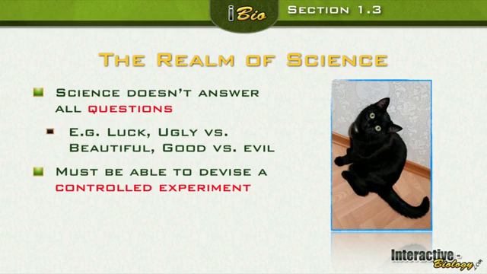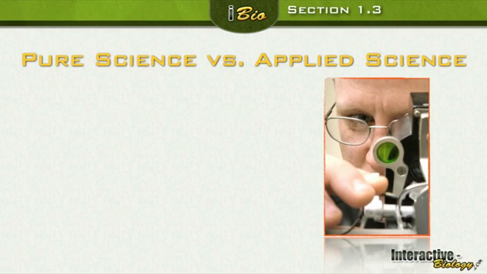What are the two groups in a controlled experiment? Well, the first one is in the question. What's the first one? Control group. And the second group would be? Experimental group. Good job. All right, so we must be able to devise a controlled experiment.